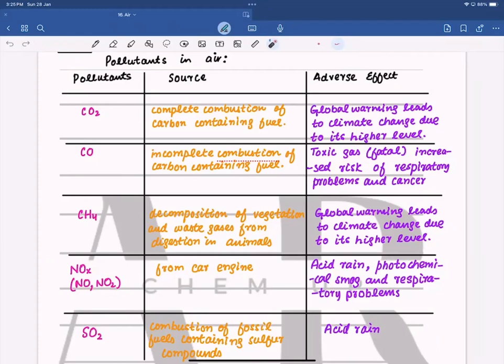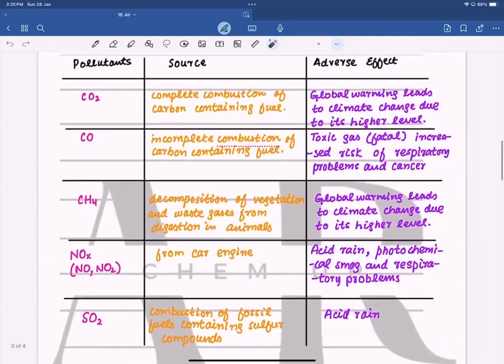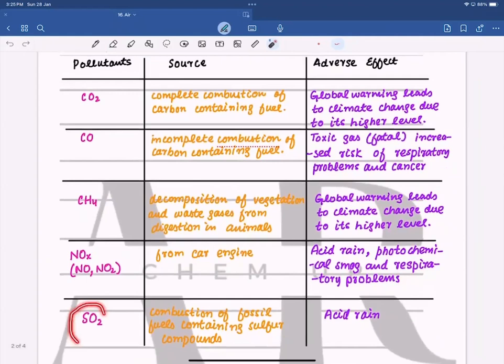And after that, when the rain happens, if they dissolve in the rain, they form nitric acid, and that is called acid rain. Besides this, they also cause photochemical smog, like that observed in Lahore a few days back. Other problems are respiratory problems. Then the next pollutant is sulfur dioxide, SO2.